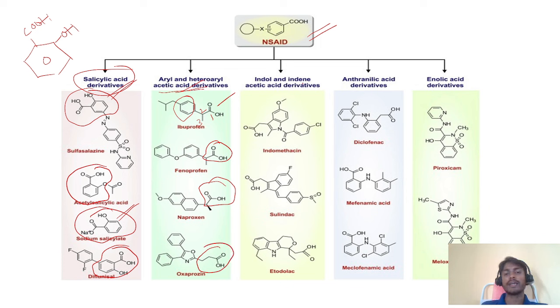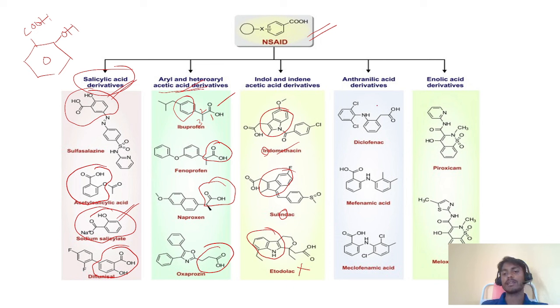Next, indole and indene acetic acid. See, indole structure means this one is indole, this is an indene, so this is also indole only. Examples, indomethacin, sulindac. See here, IN, indole and indene derivative, IN.